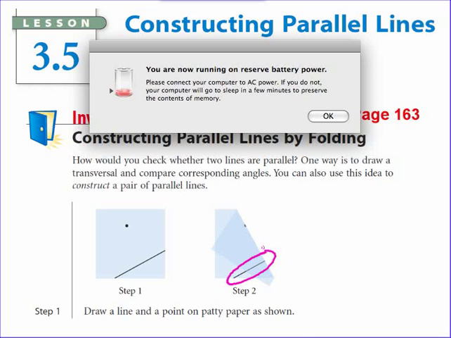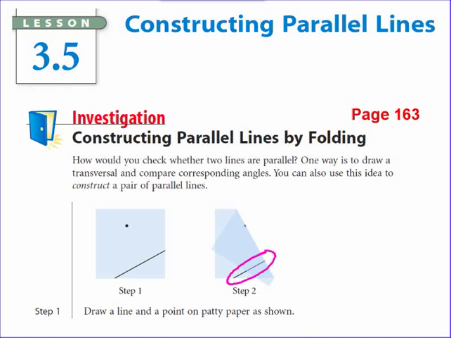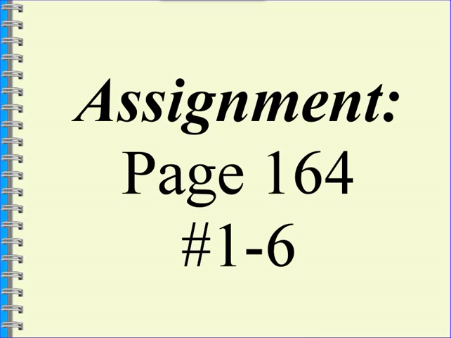So we have just created 2 parallel lines. There are a lot of other ways that you can construct parallel lines. Patty paper is obviously the easiest, that's why we went through that. It's a lot faster than using a compass and a straight edge. Now you're going to work on page 164, 1 through 6. Go ahead and turn in your book and we'll talk about this.